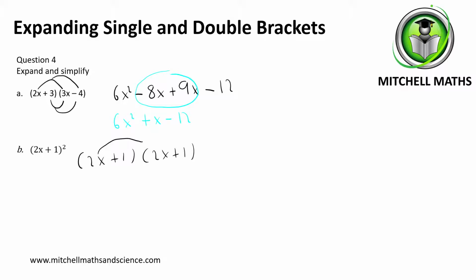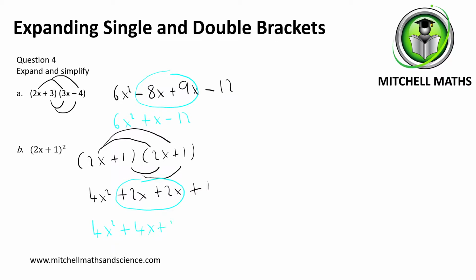Right, we've got 2x times 2x, which is 4x squared. We've got 2x times plus 1, which is plus 2x. We've got 1 times 2x, which is plus 2x. And we've got 1 times 1, which is 1. So we've expanded it. We now need to simplify, so we've got plus 2x and plus 2x, which will give us 4x. So we've got 4x squared plus 4x plus 1. And there we've expanded it.